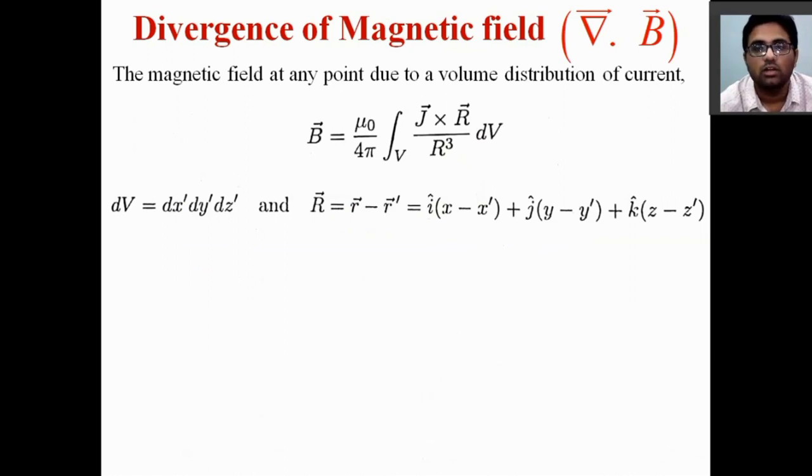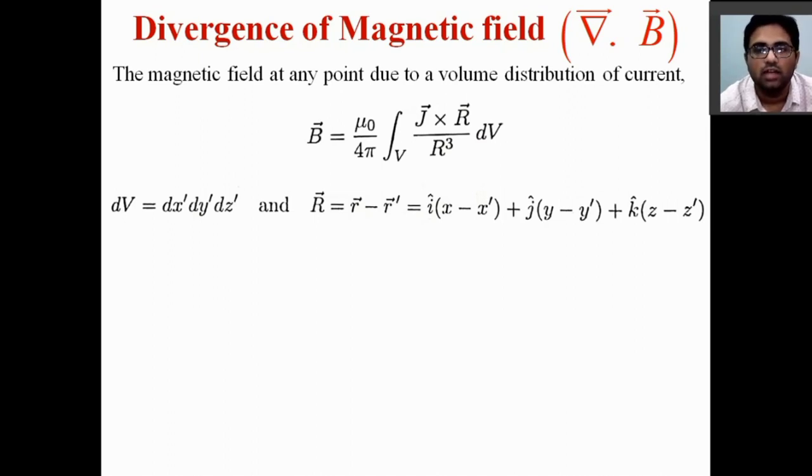Now, in order to characterize the magnetic field, you must know its divergence and curl, right? So let's find out the value of the divergence of the magnetic field.